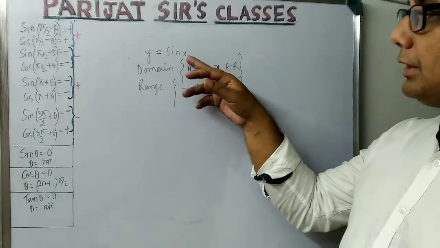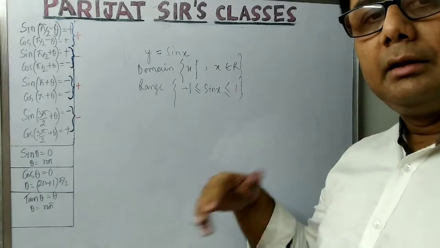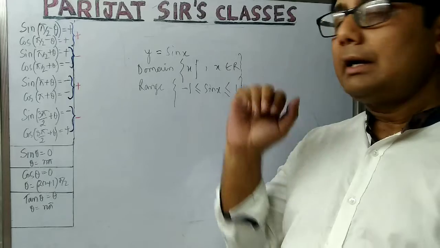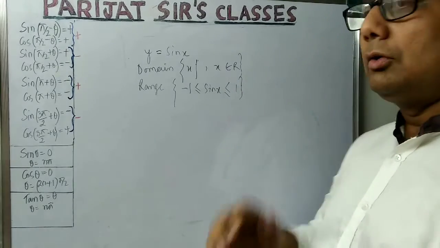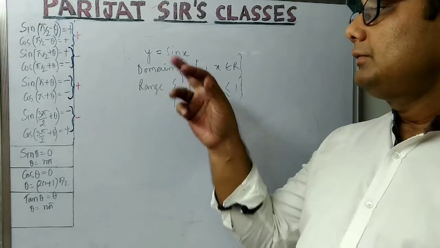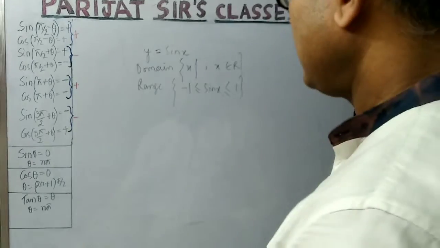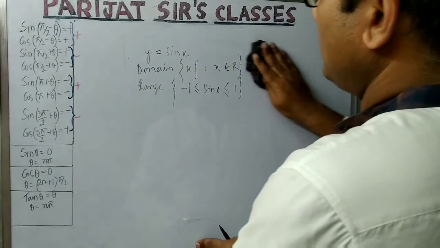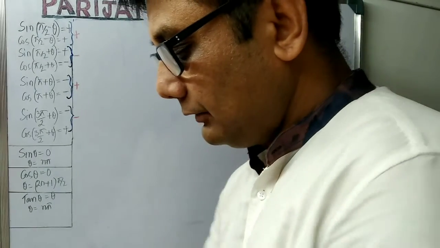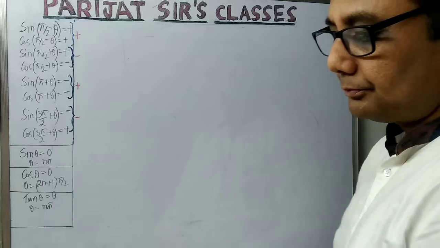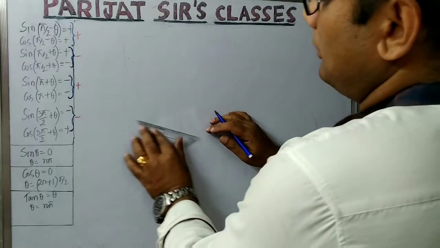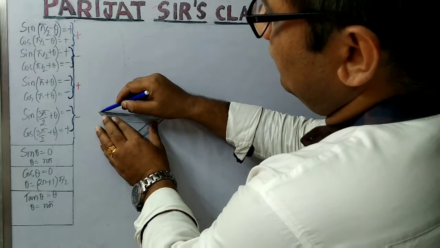If we keep on putting 0 degree, 30 degree, 45 degree, 60 degree, 90 degree, we will see that at 90 degree it gives the maximum value, and at minus 90 degree, minus pi by 2, it gives the minimum value. So based on that, let us plot the graph of y is equal to sine x. For that, I'll try to show you the proper plotting of the graph.